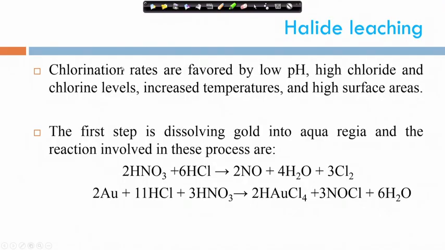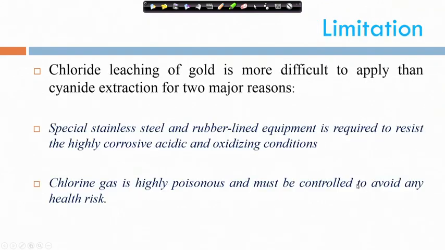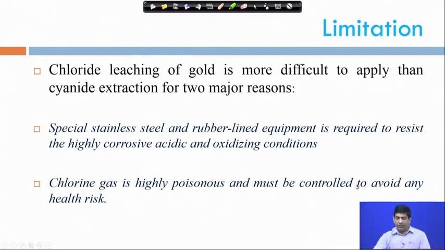In halide leaching, where it is chlorination, you have low pH, high chloride, increased temperature and high surface area. The first step is to dissolve gold in aqua regia. You make the aqua regia first, then dissolve gold in it to make the gold solution, and then you can recover it from there. Chloride leaching of gold is more difficult to apply than cyanide extraction, because you need special stainless steel and rubber-lined equipment to resist the corrosive, acidic and oxidizing conditions.